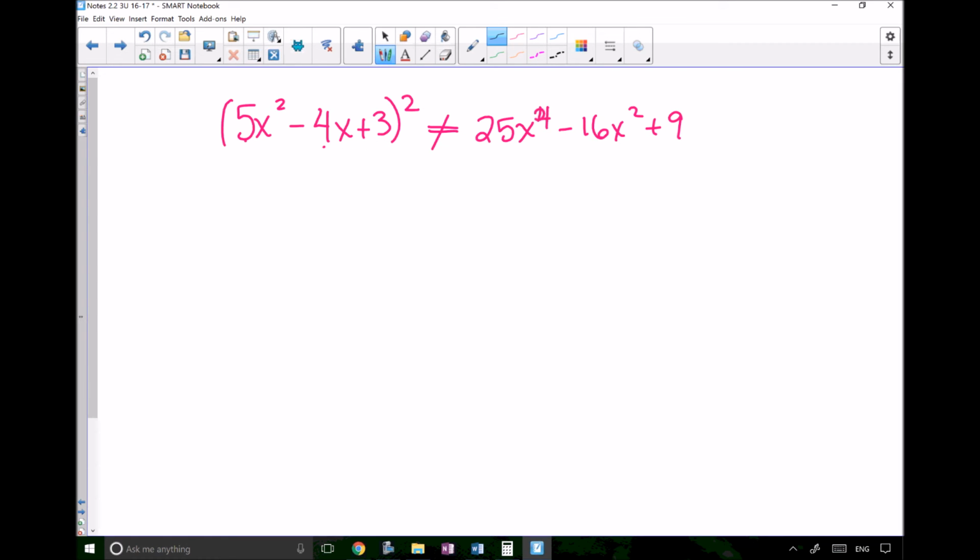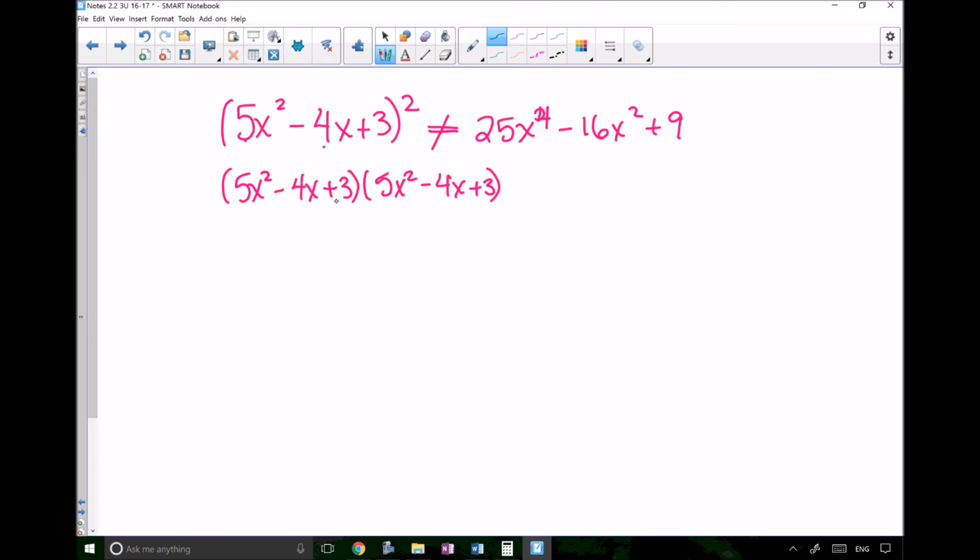Just like if we have x plus 2 squared, we won't get x squared plus 4, because we have to FOIL it all out. So essentially right here, what this means is I'm going to take 5x squared minus 4x plus 3, and I'm going to multiply it by itself. And when I do that, I'm going to do it using the area model.